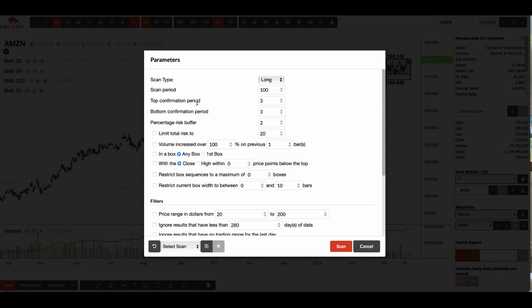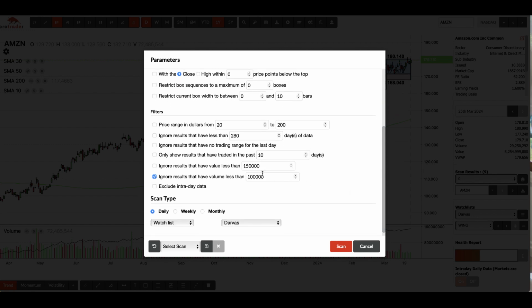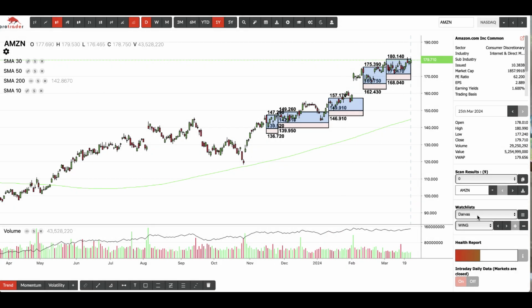You can choose how long you want the confirmation period to be, which I'll go through in a second with a chart. You can also choose various volume characteristics that you want to see in the stock prior to the box being formed. You can choose if it's in its first box or any box. And you can choose a bunch of other filters, such as volume filters, to make sure you get liquid stocks and not very illiquid stocks. Okay, I'm going to do a quick scan.